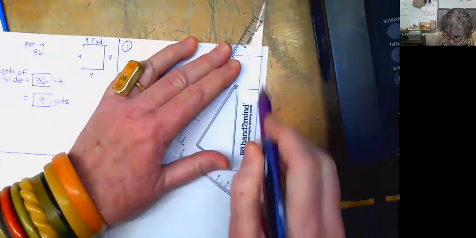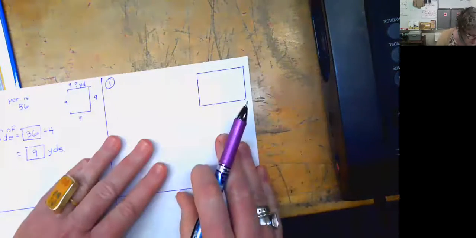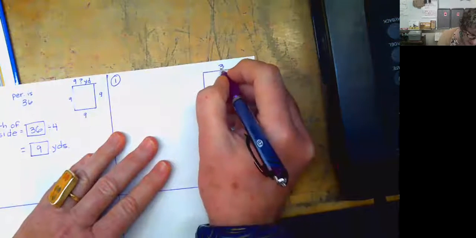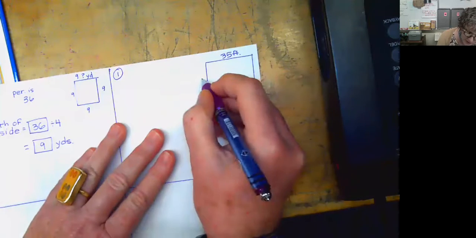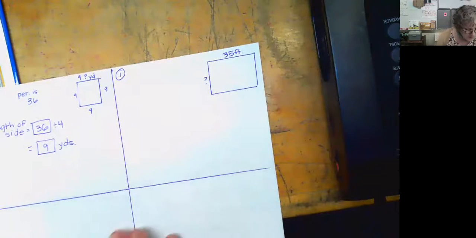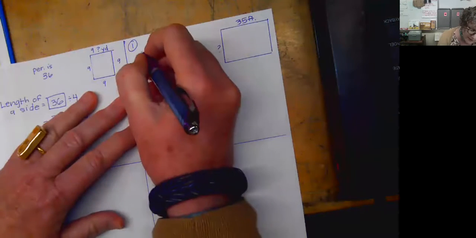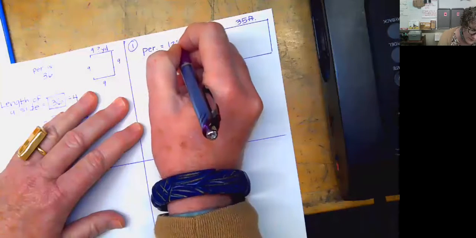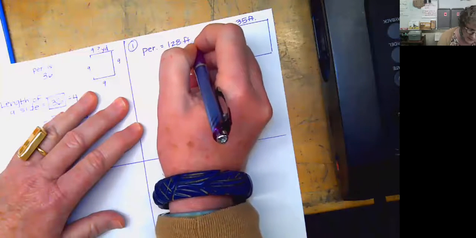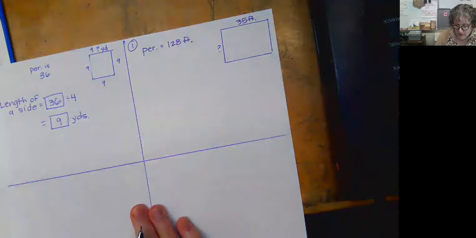All right, so I'm making a rectangle. And this rectangle in the picture in the book says that this is 35 feet. And then this we don't know, right? So the perimeter of a rectangular garden is 128 feet. The length of its side is 35 feet. Find the width of the garden.